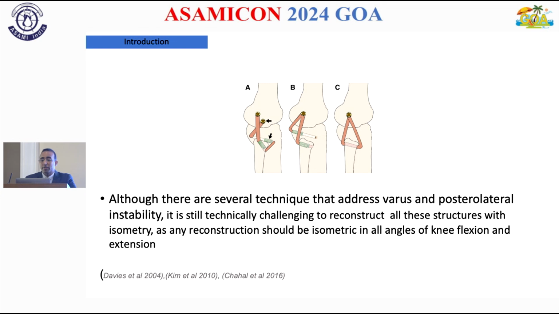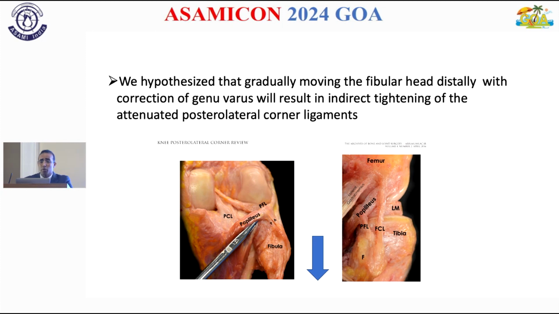Although there are several techniques that address varus and posterolateral instability, it's still technically challenging to reconstruct all these structures with isometry, as any reconstruction should be isometric in all angles of knee flexion and knee extension. So we hypothesize that gradually moving the fibular head distally with correction of the genovarus will result in indirect tightening of the attenuated posterolateral corner ligament.